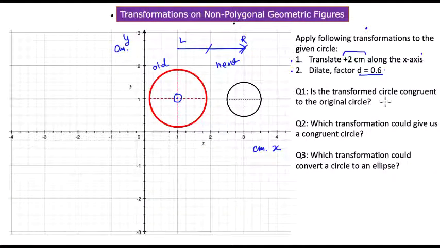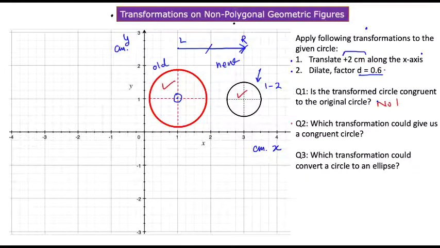Is the transformed circle congruent to the original circle? Well, this is my transformed circle after my steps 1 and 2. This one right here. Do you see that these two circles are congruent? Absolutely not, because circle 1 is visibly bigger than circle 2, right? Hence they are not congruent. So our answer is not congruent.